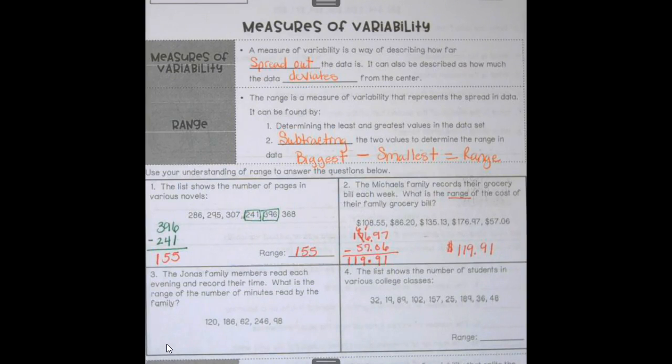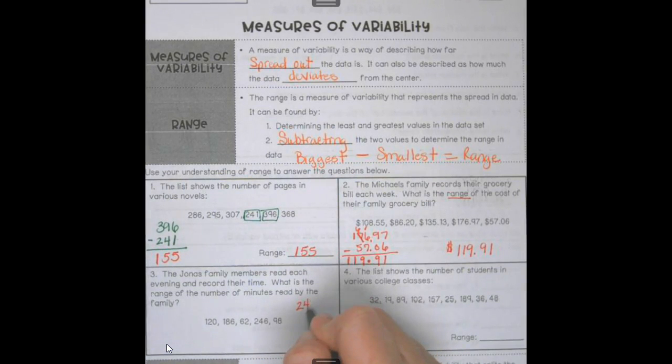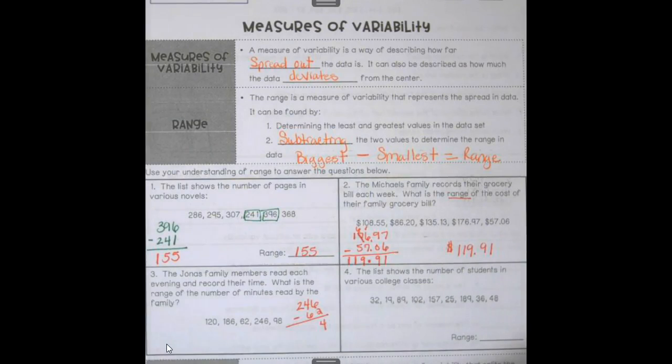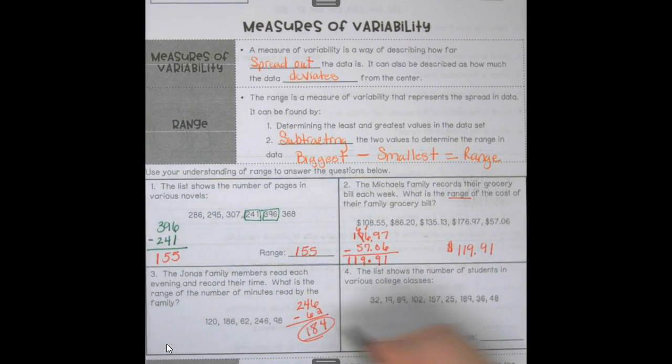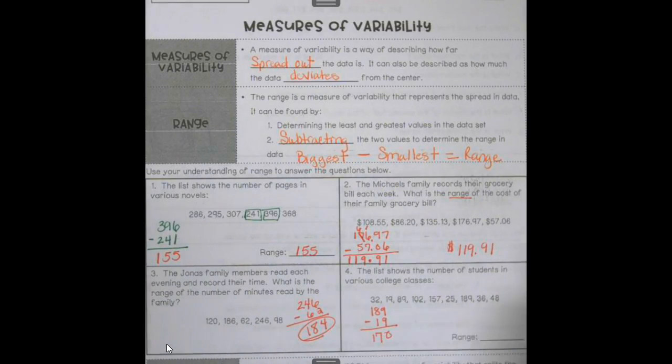The Jonas family members read each evening and record their time. What is the range of numbers of minutes read by the family? Go ahead and do number 3 and number 4. I'm going to pause the video to give you some time to do this. So here my biggest number was 246 minus 62. 24 minus 6 is 18, so my answer is 184. 189 minus 19, I get 170.